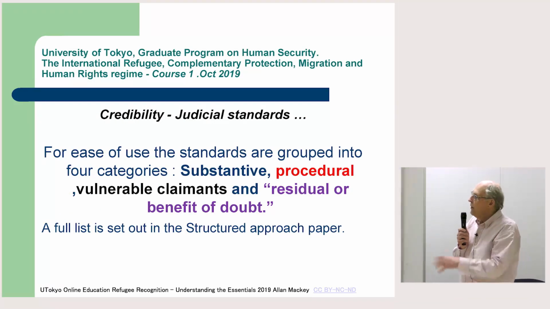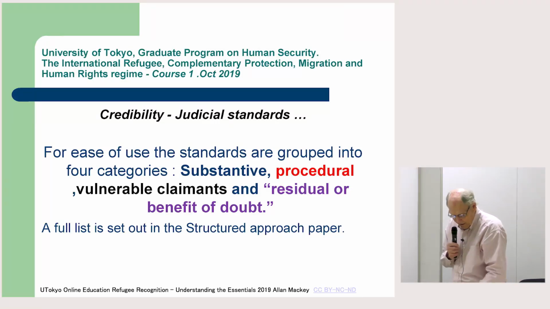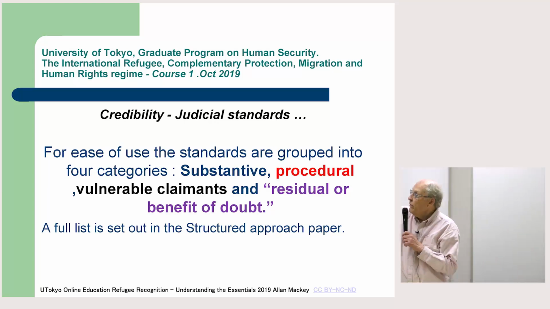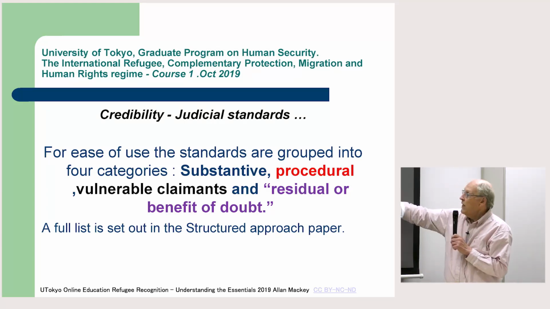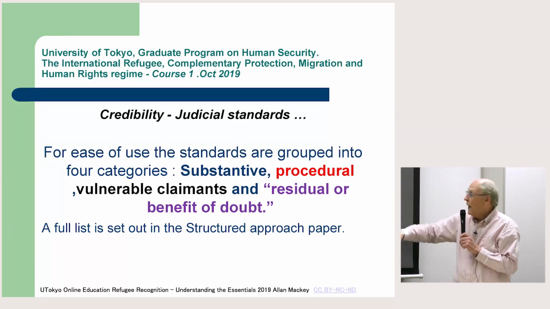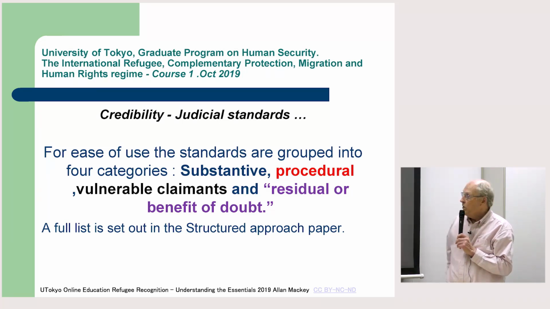Okay, so we're going to go through quickly, well, not quickly, because there's a lot of them. It's about 45 reasons, I think. They're grouped, again, the colours are just used to break them up in there. Substantive standards, procedural standards, and we'll talk about vulnerable claimants, and the so-called residual or benefit of the doubt principles.